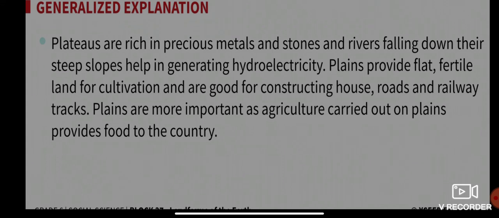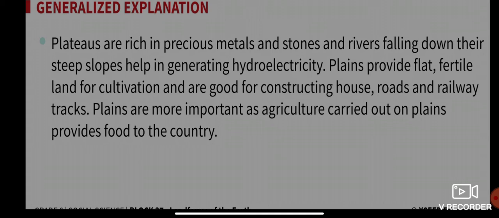So we know that plateaus are rich in precious metals and stone, and rivers falling down their steep slopes help in generating hydroelectricity. Plains, on the other hand, provide flat, fertile land for cultivation and farming, and are also good for constructing houses, roads, and railway tracks. Because on a mountain you cannot construct a railway track. Okay, plains are more important.